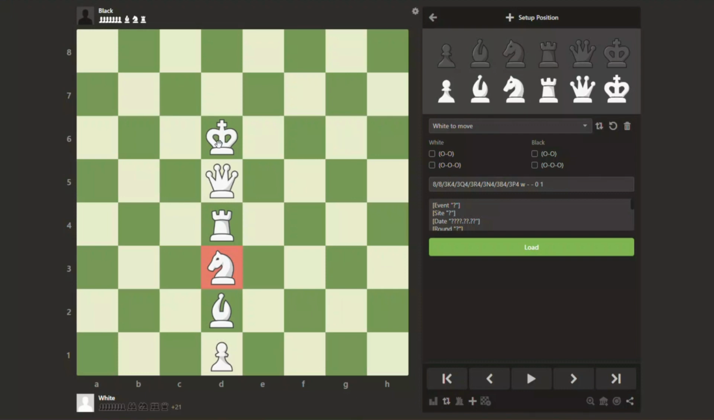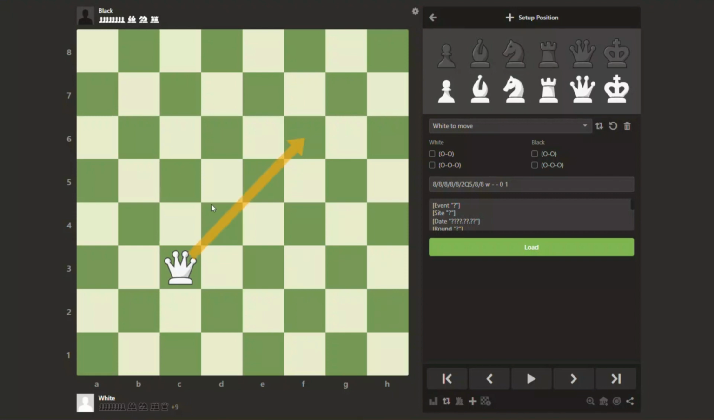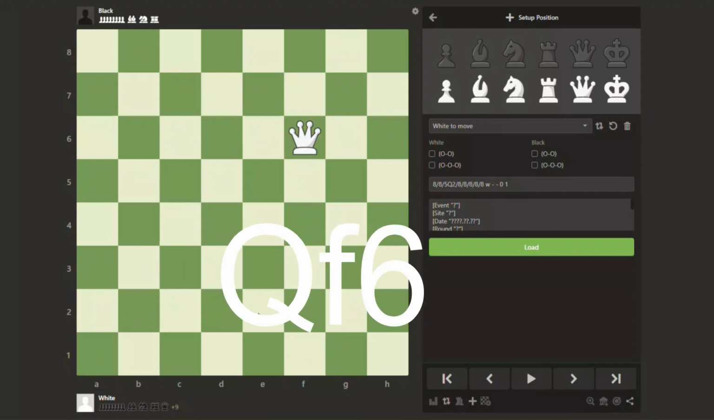Now let's take this example. Suppose my queen was on the C3 square. I have moved my queen to over here, from one place to another place. So how can you write the notation of this? First of all, we will write the symbol of this piece. Which piece is this? The symbol of queen is capital Q, as we have seen earlier. And then we will write the square name. For example, this square is F6. So this notation will be QF6.